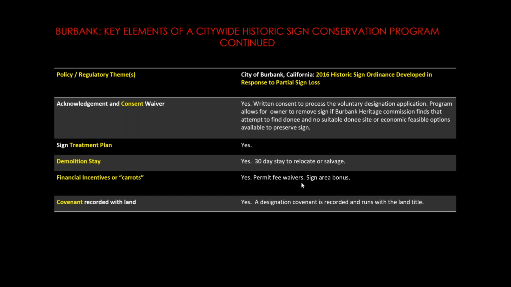And I think this is an important pause before a sign disappears. There are a lot of museums and other interested parties, so if you had to relocate a sign, that is the last resort for saving them. And then the financial incentives and carrots, waiving fees and giving them a sign area bonus, were all things that were included. The real important part is that it's recorded with the land, so it would pass from one owner to the next. The consent element would be something to disclose during that transaction.